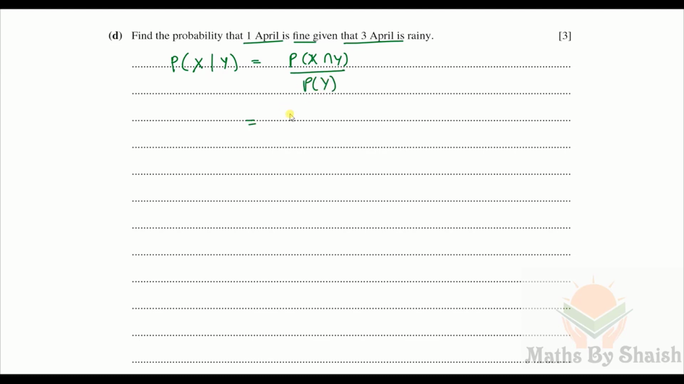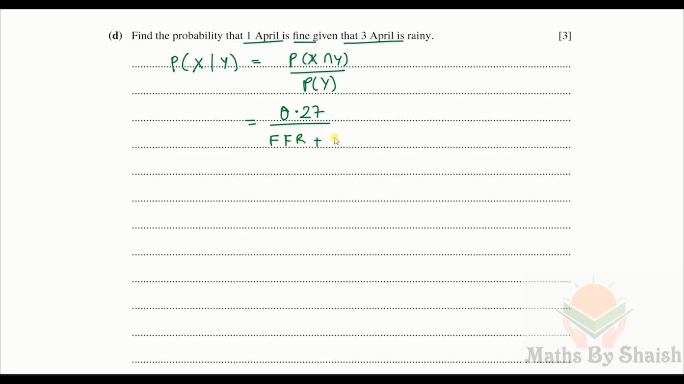And the probability of X intersection Y we have already calculated from the previous part, 0.27, divided by the probability of Y, which means it is rainy on 3rd April. So it would be like 1st April it is rainy, fine, then 2nd April it is again fine, then rainy. So we will calculate all the possibilities to get the probability that on 3rd April it is rainy.